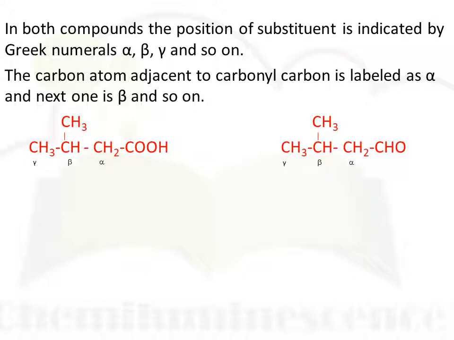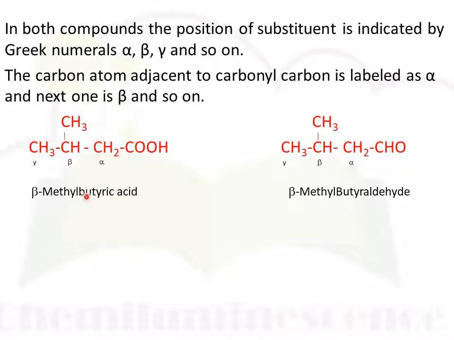Hence, the name of this compound is beta methyl butyric acid, because at the beta carbon a methyl substituent is present. First write the name of the substituent with its locant, that is the position. It is present at the beta carbon, hence it is a beta methyl, and the longest chain has 3 carbons, and this one is the fourth one, hence this is a butyric acid.